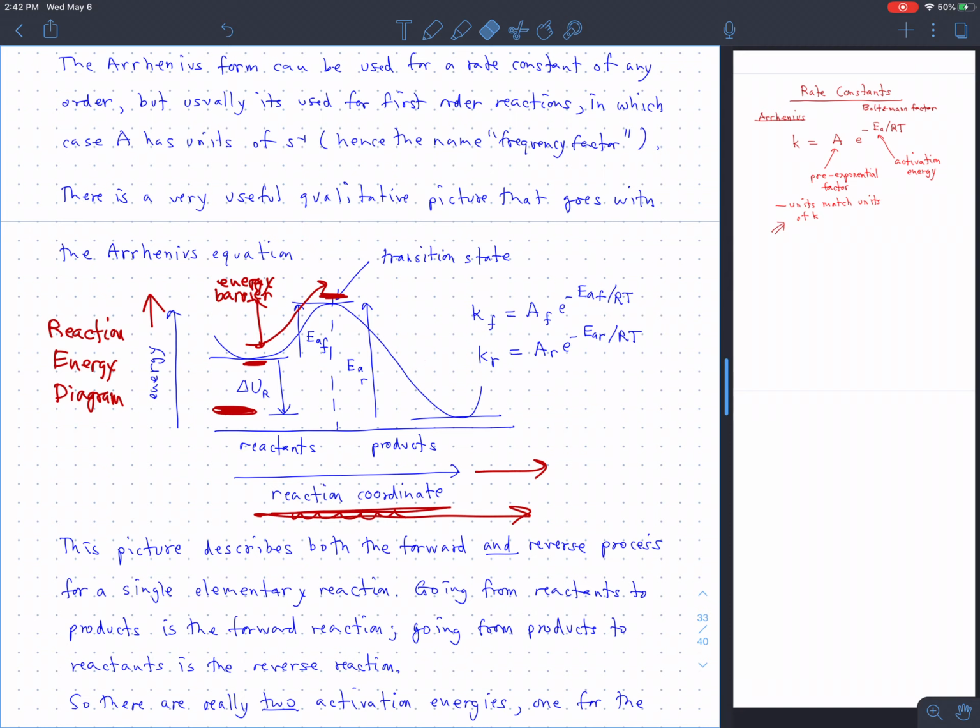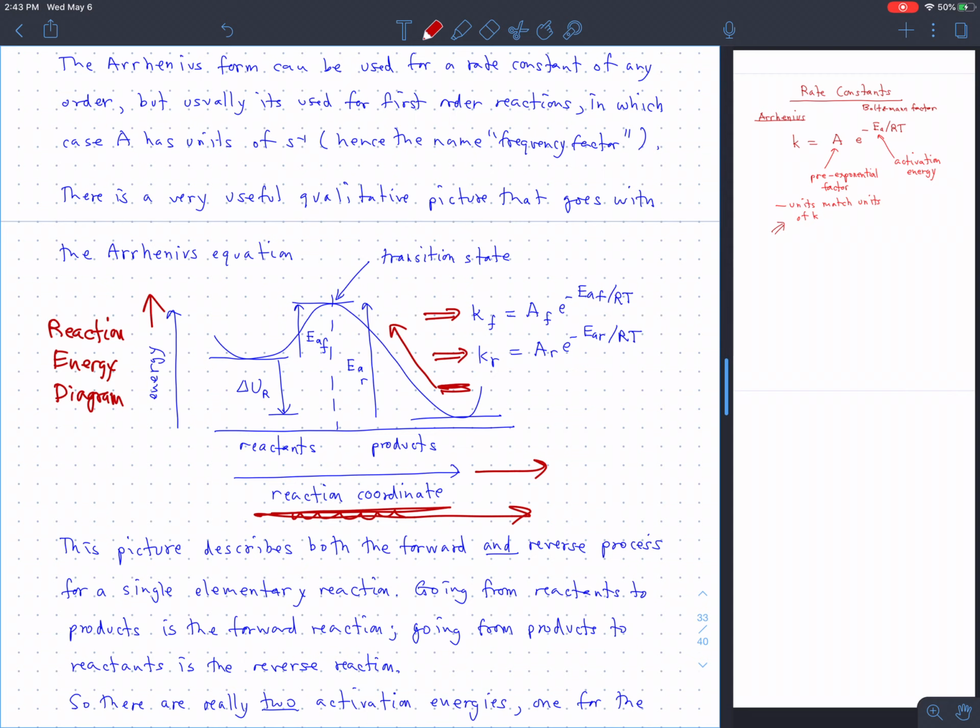All right, once you cross the barrier, it's all downhill. You don't need energy anymore coming down, and eventually you get over to the far right-hand side where the products have occurred. On the other hand, this diagram doesn't just describe the forward reaction. If you started over on this side with the products, you could also in principle go the other way. You can go backwards too. So the reaction energy diagram actually describes both the forward and the backward reaction. It therefore describes both the forward rate constant and the backward rate constant, or reverse rate constant.